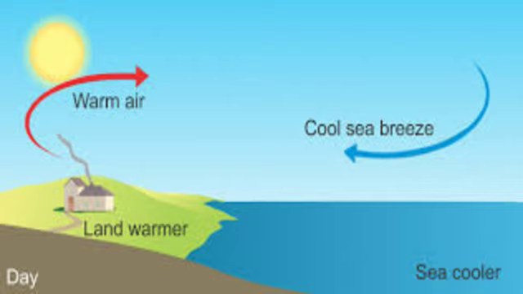The warm air above the land goes upward. The cool air from the sea comes in to take its place. And the cool air comes from the sea towards the land. This is known as sea breeze.